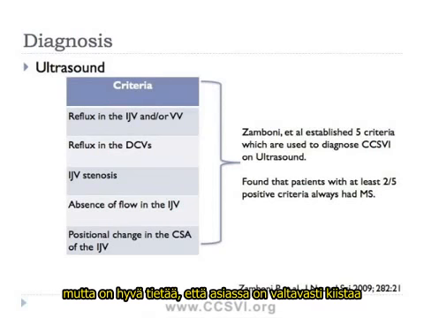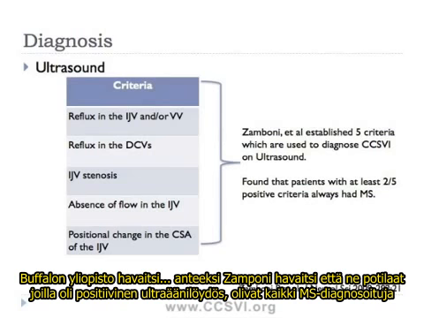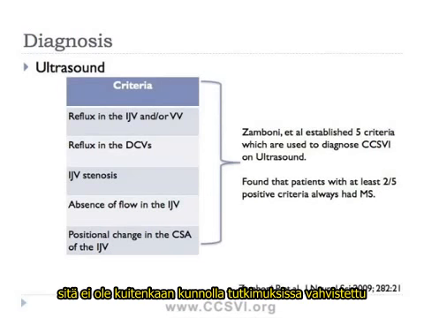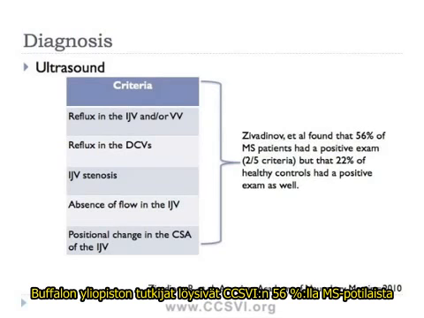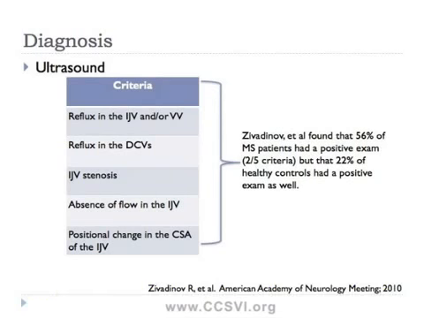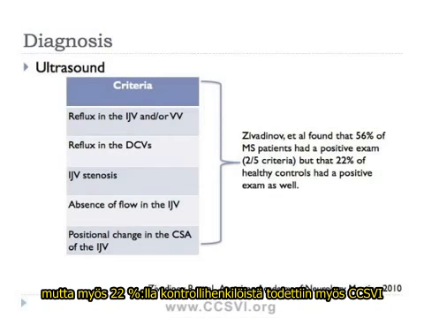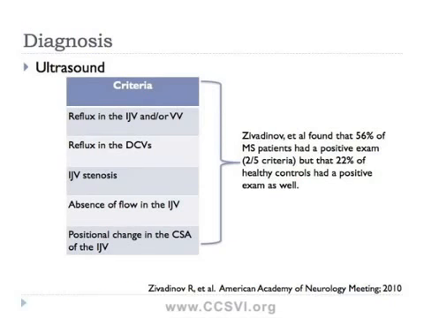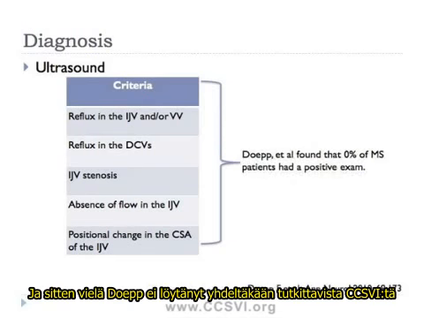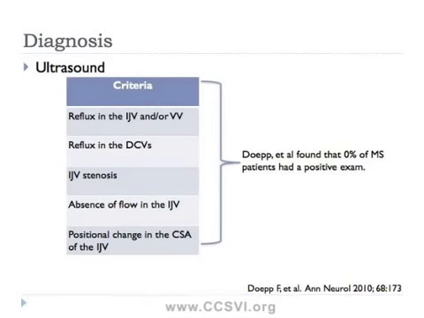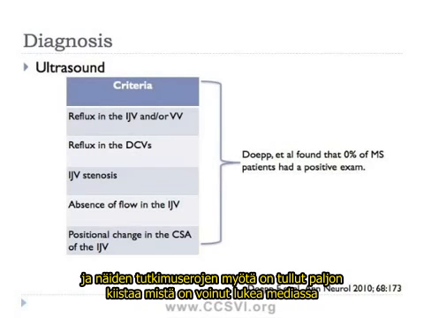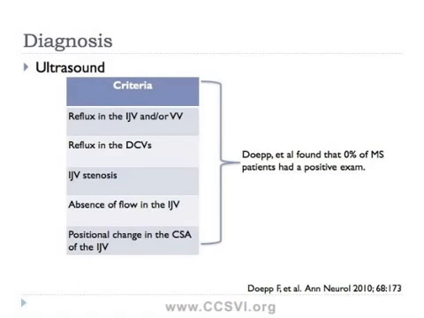Now what you need to know is that there's a lot of controversy surrounding that. So the University of Buffalo group, while Zamboni found that patients who had positive ultrasounds always had MS, that hasn't necessarily been confirmed universally. The University of Buffalo group found that 56% of MS patients had this problem, but that 22% of healthy patients also had this problem. And then, of course, DEP found that 0% of MS patients had a positive exam, and that led to a lot of controversy that people have really read about in newspapers and probably heard a lot about.